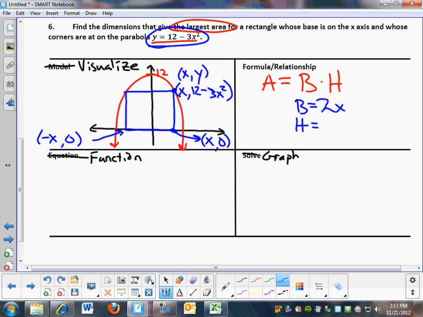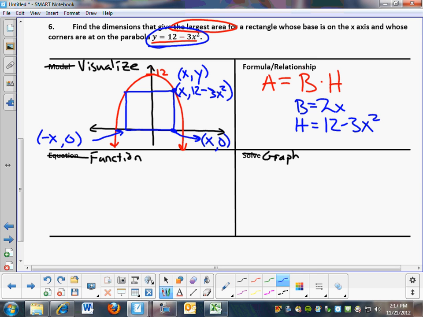If you notice, I just rewrote it instead of a y. It says y is equal to it. I mean, that's really my height, is it not? Whatever the function value is, that's my height. So my height is 12 minus 3x squared.